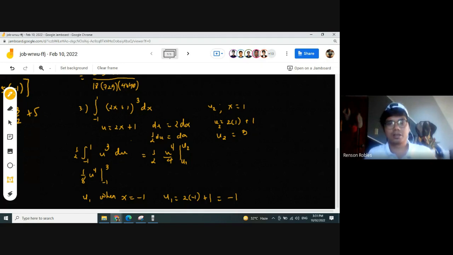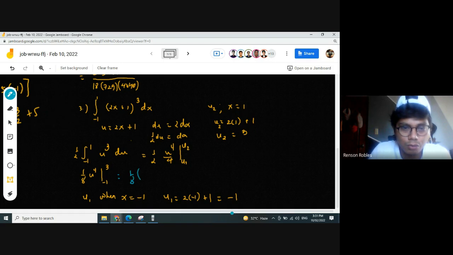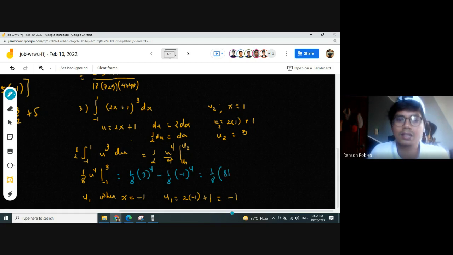All right? And then you now have, I write it in blue, 1/8 u to the 4 evaluated from negative 1 to 3, which is 1/8 times 3 to the 4 minus 1/8 times negative 1 to the 4. You can factor out 1/8: 3 to the 4 is 81, then minus negative 1 to the 4, that's positive 1. That's why it's minus 1. Okay? And then you'll have 1 over 8 times 81 minus 1, that's 80. So you will have 10. Okay? Let's verify kung hindi sa u substitution.